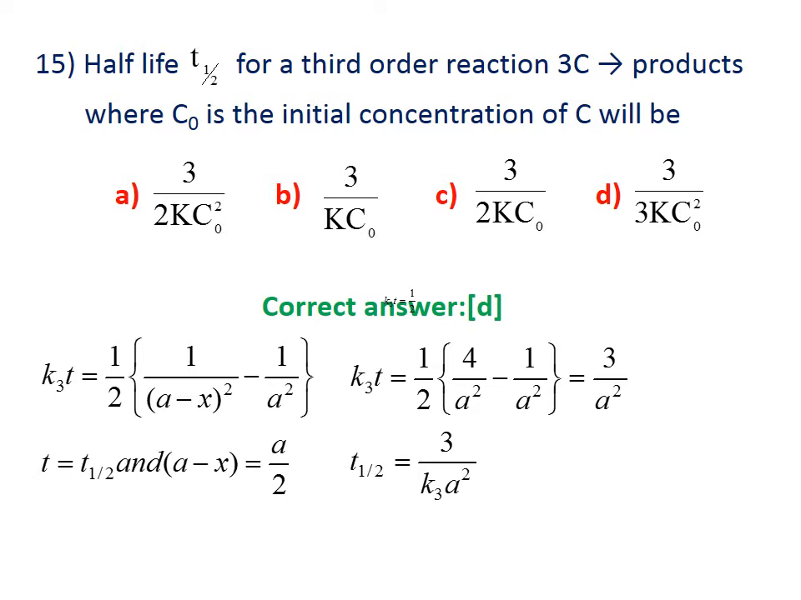You know very well the rate constant K3 into t will be equal to 1 by 2 into 1 by A minus X whole square minus 1 by A square. If you substitute t half, then A minus X becomes A by 2, because after the time t half the initial concentration is reduced to A by 2. You substitute the value of A minus X equal to A by 2 in the equation. You will get K3 t equal to 1 by 2 into 4 by A square minus 1 by A square, that will be equal to 3 by 2A square. Therefore, t half will be equal to 3 divided by K3 into A square.